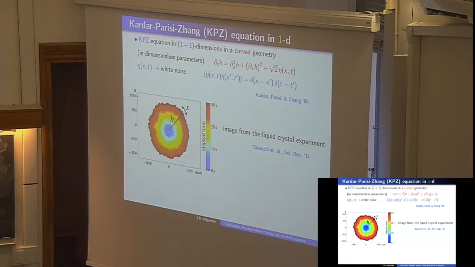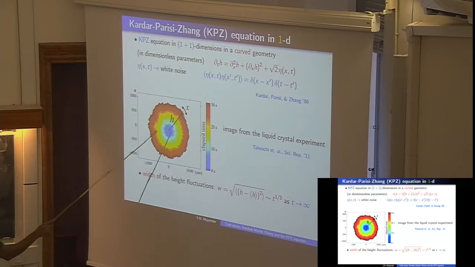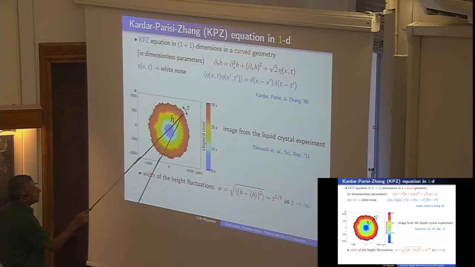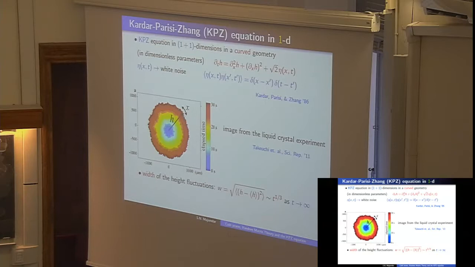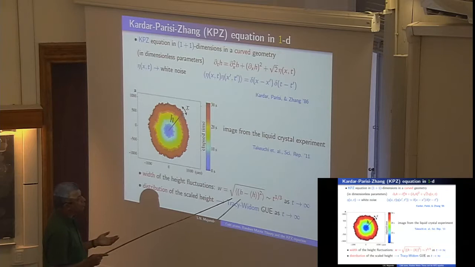And so the width of the fluctuations of the height, if I go in a particular direction and look at h, which is a random variable, the square root of the variance will grow as t to the power 1/3 in an infinite system. And that is the second moment, but if you look at the full distribution, properly centered and scaled, then in the long time limit, because it's a droplet geometry, it goes into the Tracy-Widom GUE distribution that Herbert has already said.